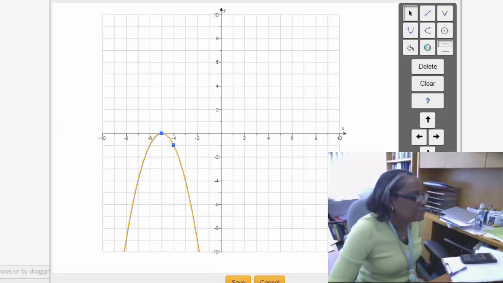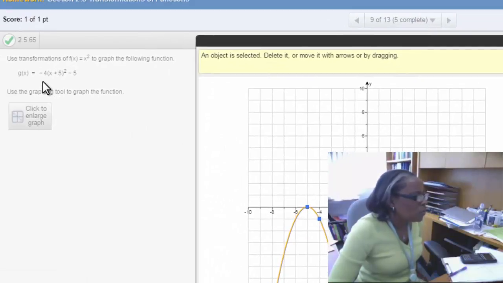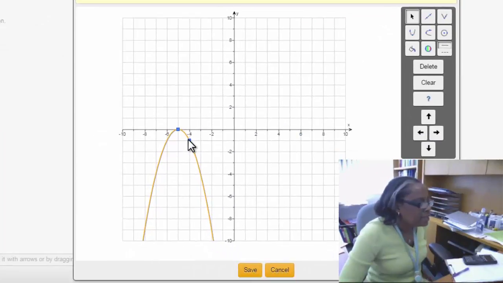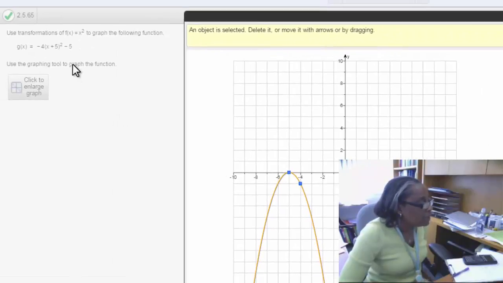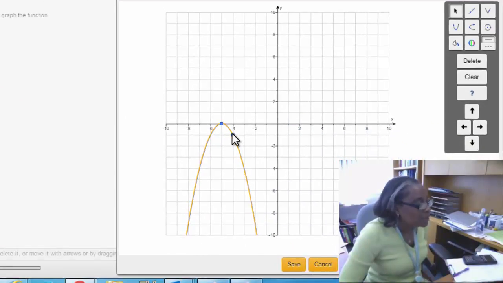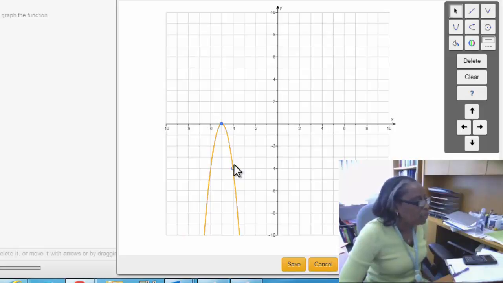4, 5 places. Now this factor of 4 tells us that the value of y is changing by a factor of 4. So we look at this point, when x is negative 4, the function value is negative 1, but this tells us it's going to change by a factor of 4. So negative 1 times 4 becomes negative 4. So now let's take this point and drag it down to negative 4.